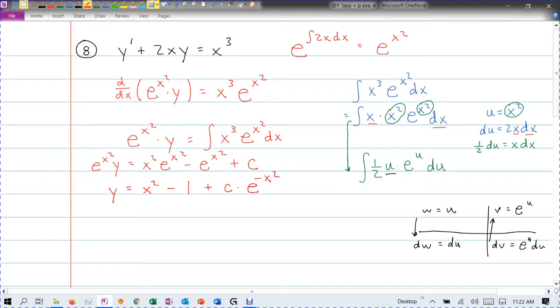Oh, you know what? I forgot the 1/2. This 1/2 was out here. So I'm just going to scale everything by a half. This will be a half. And the c, you don't have to worry about the c being scaled by a half because half of c is still a constant. Sorry about that half.